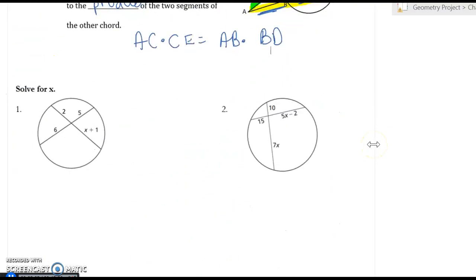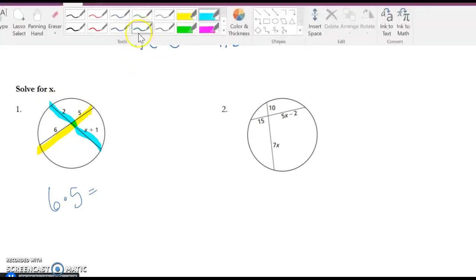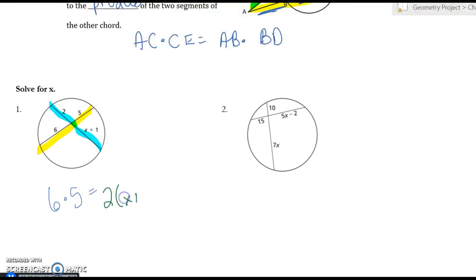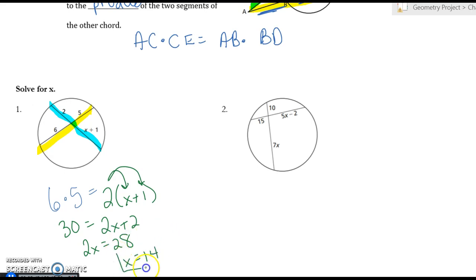All right, so let's go ahead and do some examples so you can see what happens. So the two pieces I have, let's highlight, that might make it easier. I have this one, which is 6 times 5, and then I have this one, which is 2 times x plus 1. So that's 30 is equal to, I'm going to distribute, 2x plus 2. Minus 2 on both sides, you get 2x is 28, divide by 2, and x is 14.